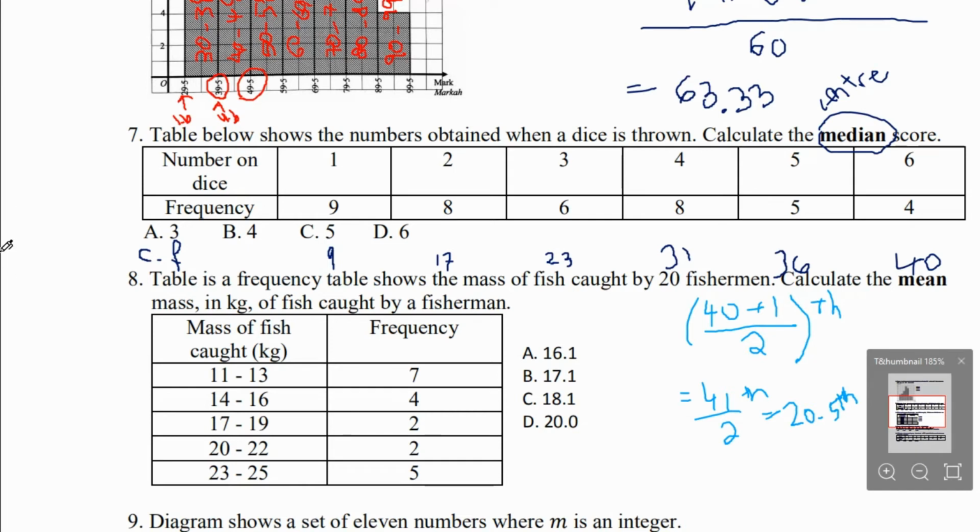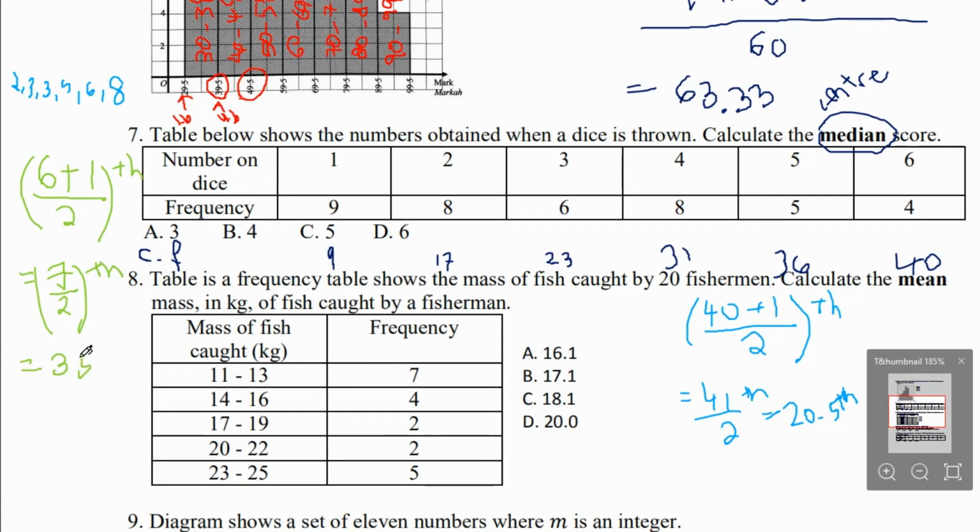Okay, so now let's say I have 6 numbers. Let's say I have 2, 3, 5, 6, 8. And I want you to find the median for this group of data. Okay, so I have 6 numbers here. 6 is an even number, so I have to plus 1 and then divide by 2. So this is equal to 7 divided by 2th, equal to 3.5th.